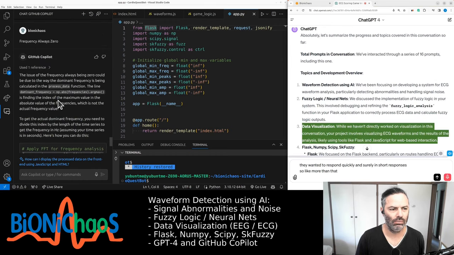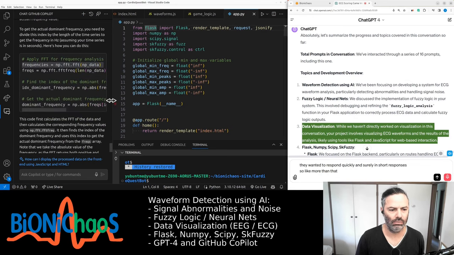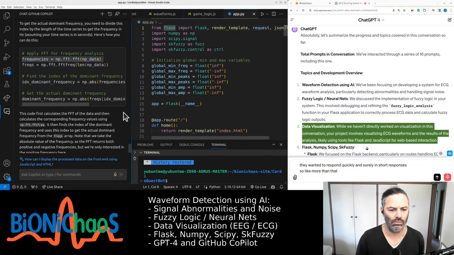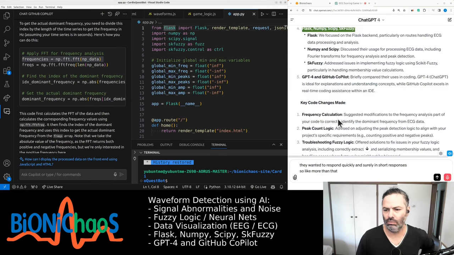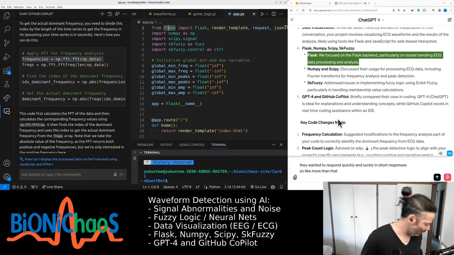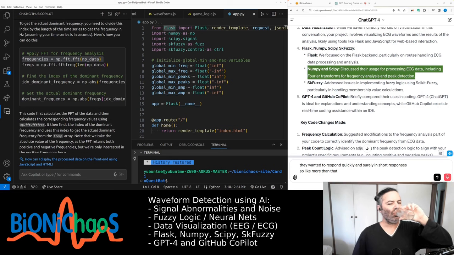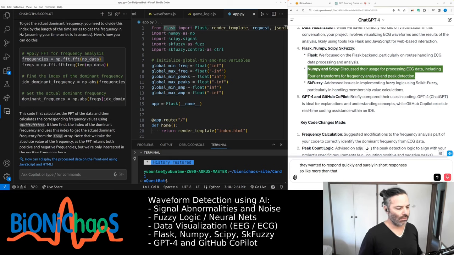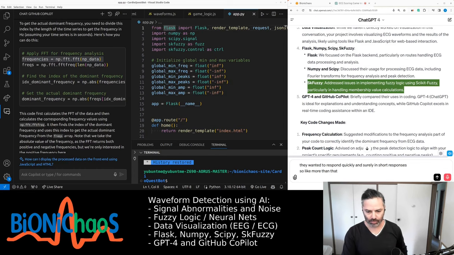Data visualization: while we haven't directly worked on visualization in this conversation, your project involves visualizing ECG waveforms and the results of the analysis, likely using tools like Flask and JavaScript for web-based interaction. Flask, NumPy, SciPy, skfuzzy. Flask: we focused on the Flask backend, particularly on routes handling ECG data processing and analysis. NumPy and SciPy: discussed their usage for processing ECG data, including Fourier transforms for frequency analysis and peak detection. skfuzzy: addressed issues in implementing fuzzy logic using skfuzzy, particularly in handling membership value calculations.